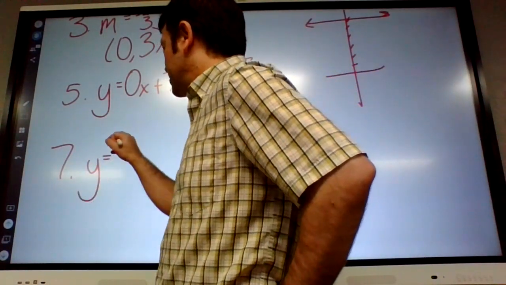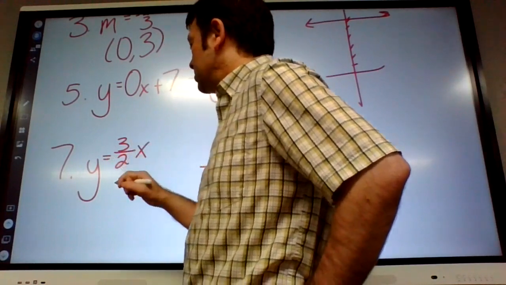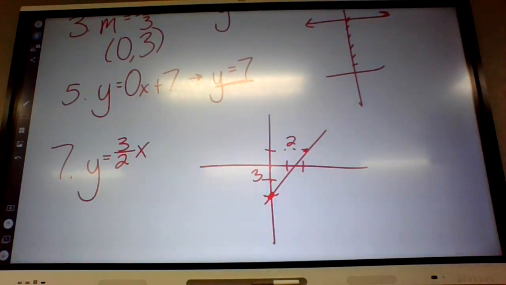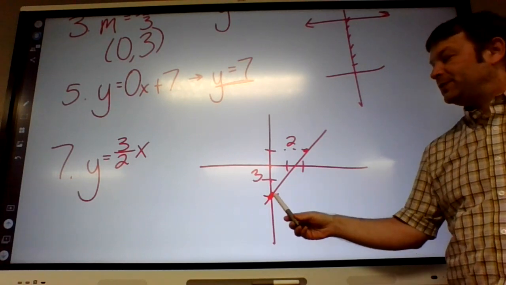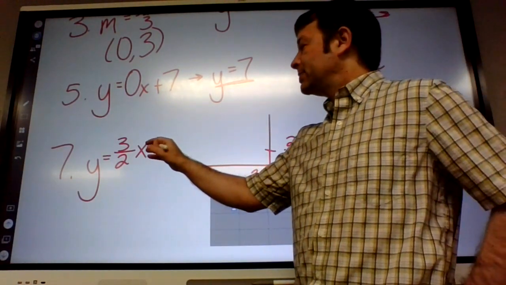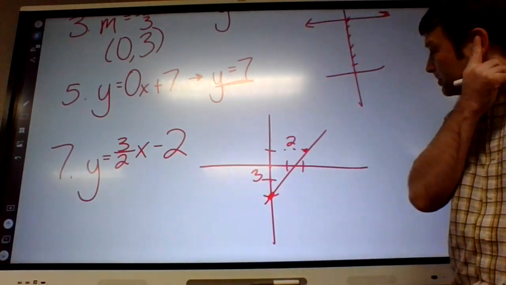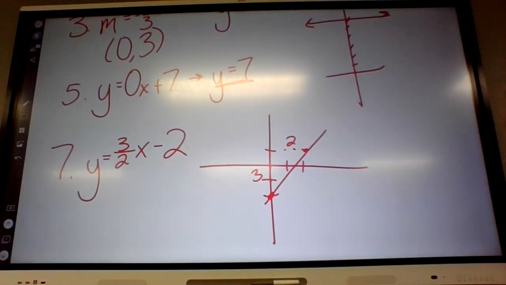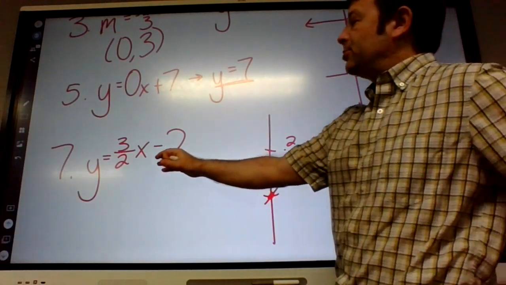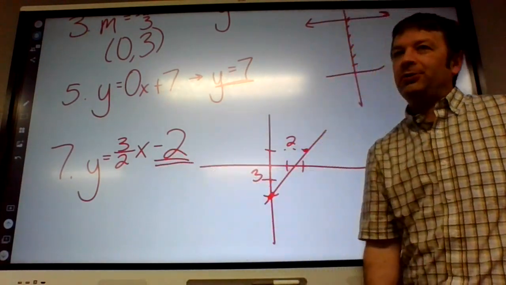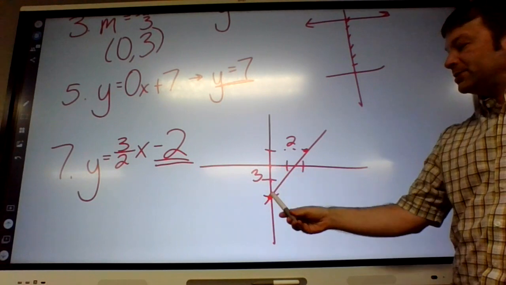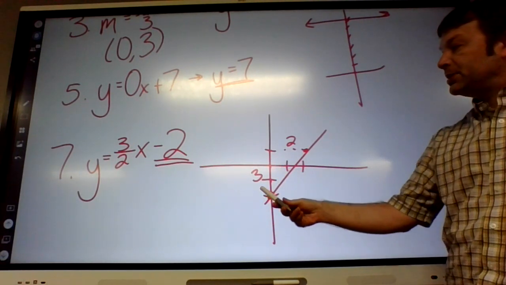So, no. We need the slope. That goes in front of the x. And we need the y-intercept. So where is it crossing the y-axis? -2. So that goes out here, -2. Wait, where did -2 come from? Oh. The number out here is the y-intercept. That means where does it cross the y-axis? Crosses down 2. So it's a -2 y-intercept.